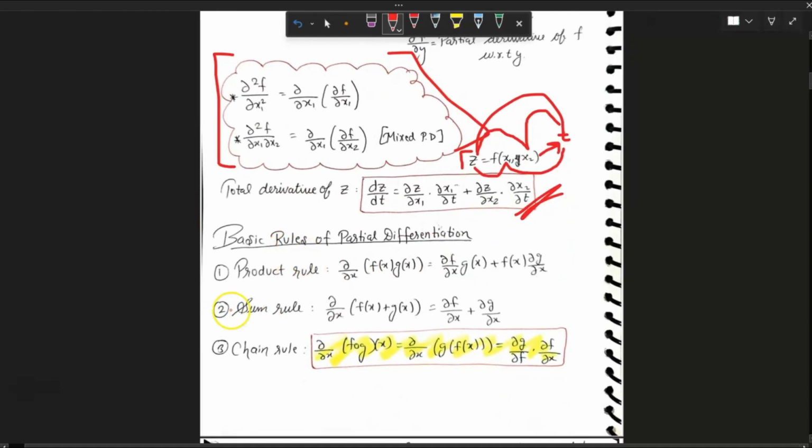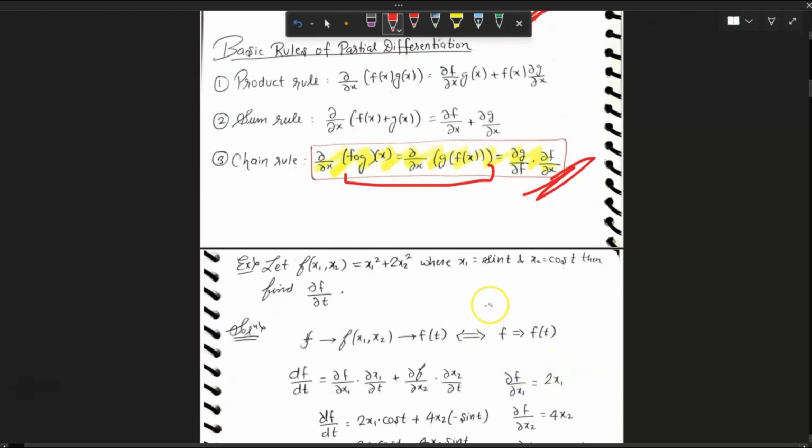Alright, then move to the next, basic rules of partial differentiation. The first one is the product rule, second is the sum rule, and the third, important one is the chain rule. What is the chain rule? Dou by dou x of f of g of x is equal to dou by dou x of g of f of x. You can write it like this or this, both are the same thing. And then this is equal to dou g by dou f into dou f by dou x. Just remember it, we will see a question on it.